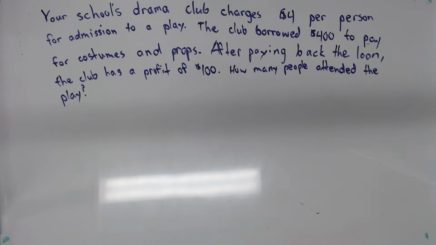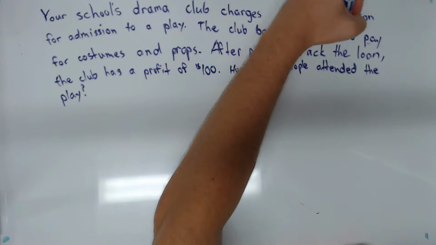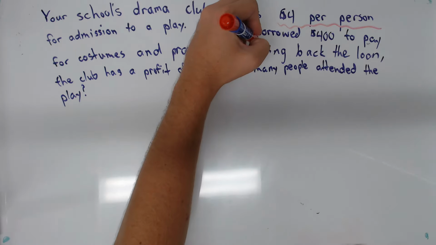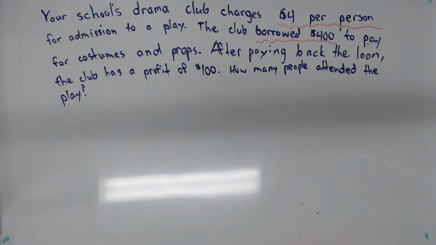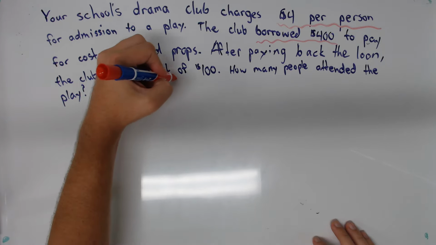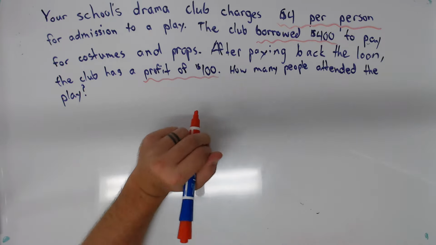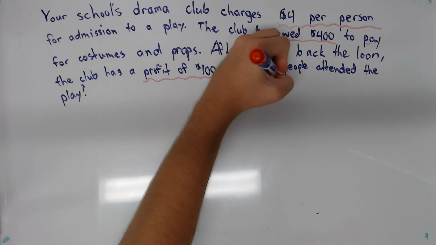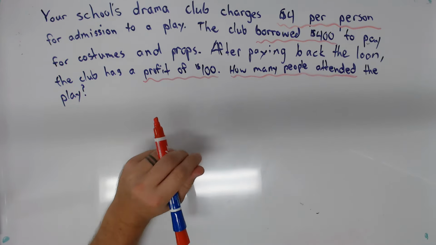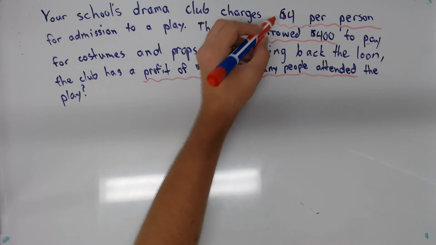All right, so things that seem useful. $4 a person, borrowed $400, so that's money we spent, not money we're making. At the end, we ended up with a profit of $100. We had $100 more than we spent on those props and costumes. How many people attended? All right, so in this situation, we have $4 per person.